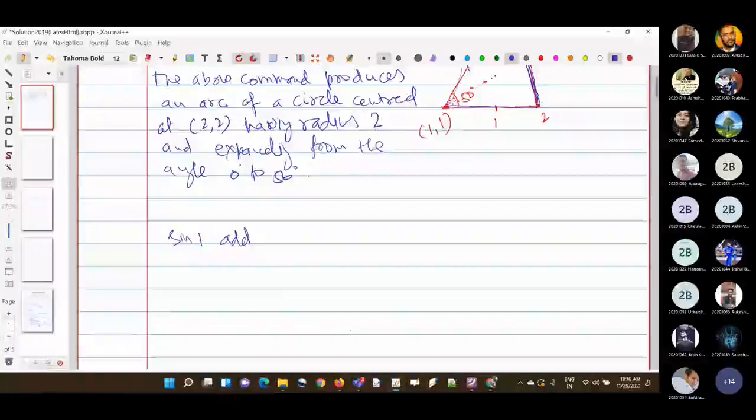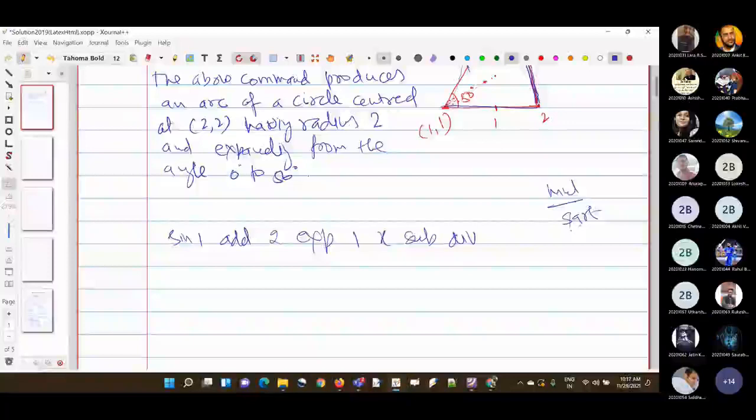And then they have sub and then div. SUB is for subtraction, DIV for division, MUL for multiplication. So you have to note these things down. SQRT is for square root. EXP is for exponentiation. If they write x 2 exp, it means they are talking about x squared.